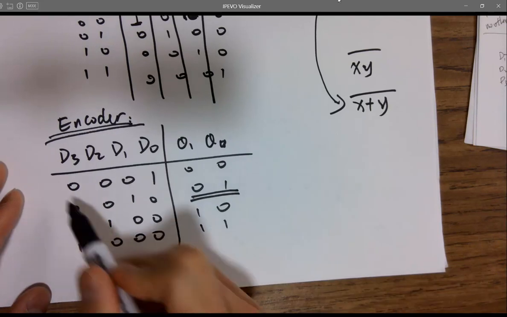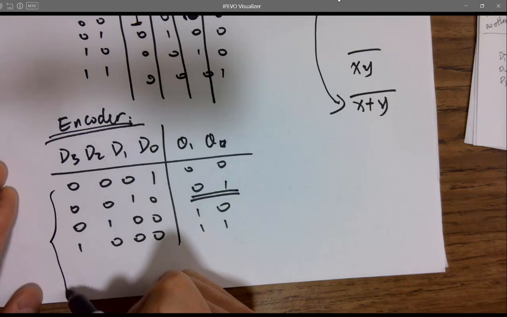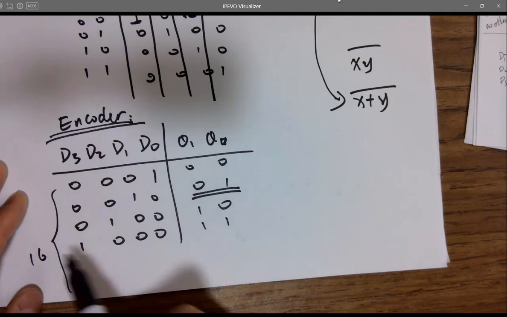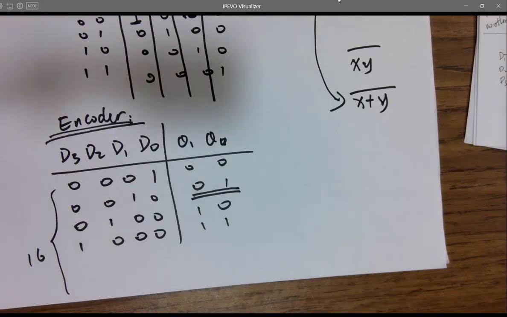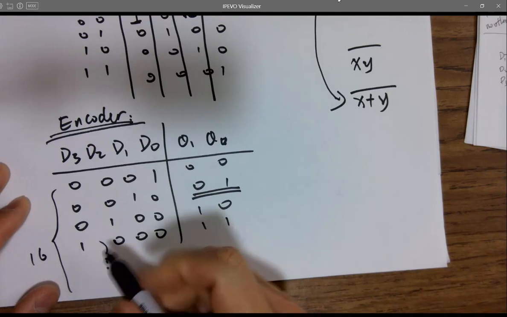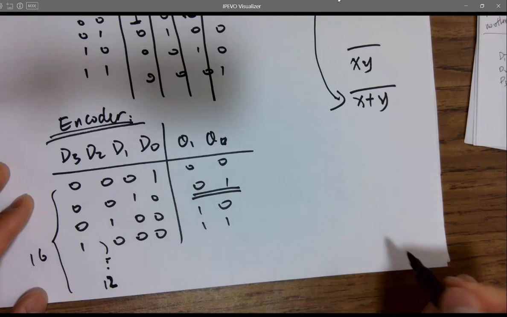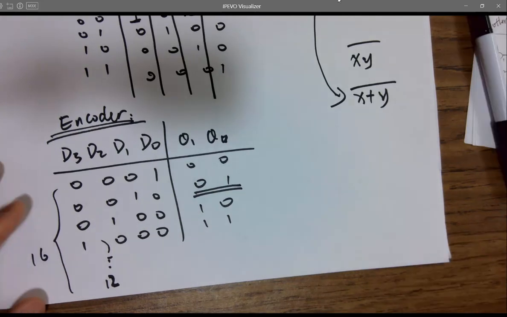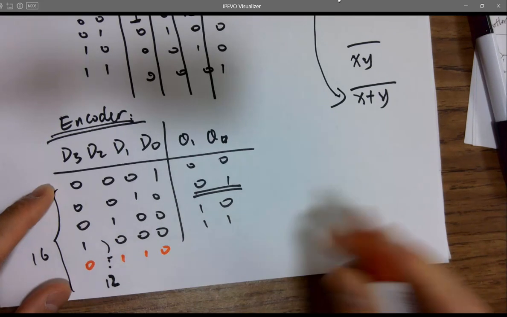Because if you have 4 bits for the inputs, how many possibilities are there? 16, right? But only how many of them are being considered? Only 4 are being considered. So you have 12 cases left that you didn't consider. So what if you have an input like 0, 1, 1, 0? What's going to happen?